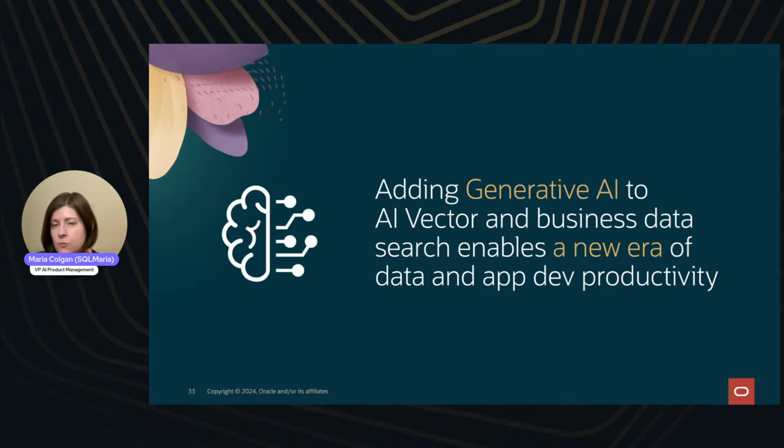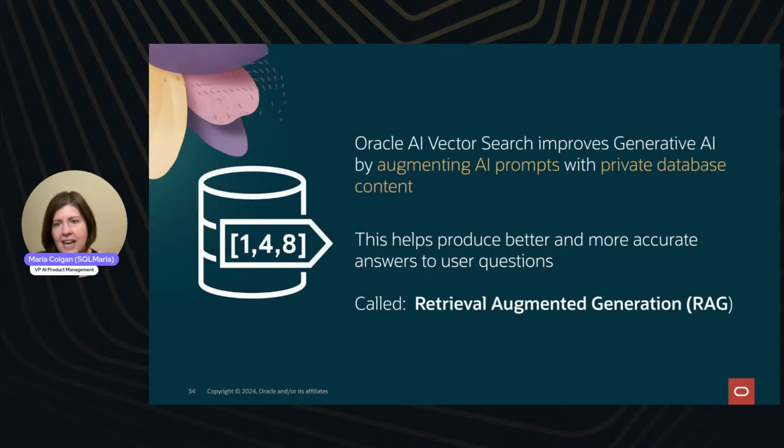But one of the things, and you've been hearing a lot about this already today, is the ability to combine vector search or similarity search with generative AI. And that has really opened up a whole new era of app dev productivity, because it's going to allow us to talk to our systems and get a lot of value out of generative AI, even when we're asking questions that are unique to our particular business. Because we can use AI vector search to actually improve the responses we get from generative AI, things like large language models, ChatGPT, things like that.